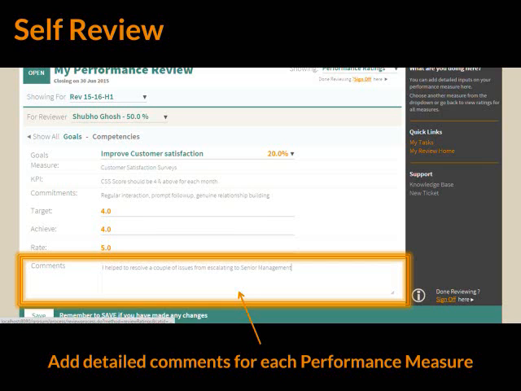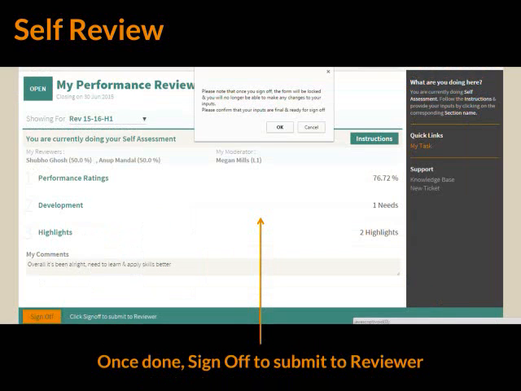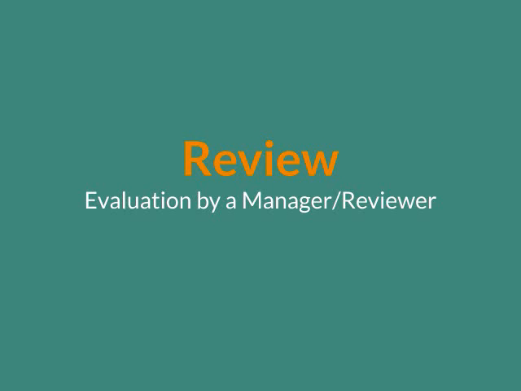Once done, employees can go to the other form sections to provide inputs. Let's look at the development form. Here the employee can intimate any development and training needs identified during the review period. These needs can also be tagged to a specific performance measure such that managers and HR understand the context of why this need is identified. Once all inputs are provided, employee can sign off and the reviewer is accordingly notified by GroSum.